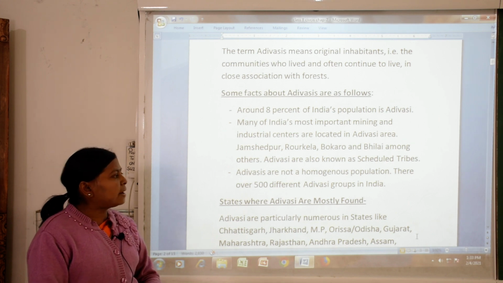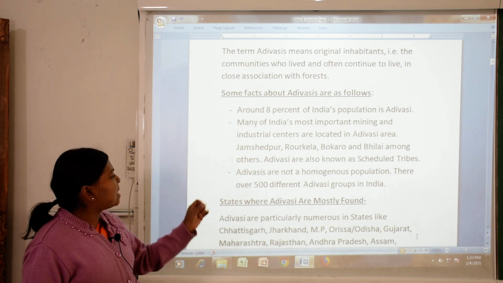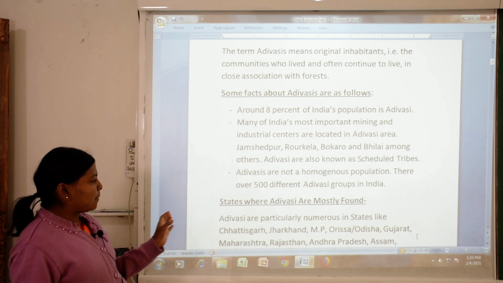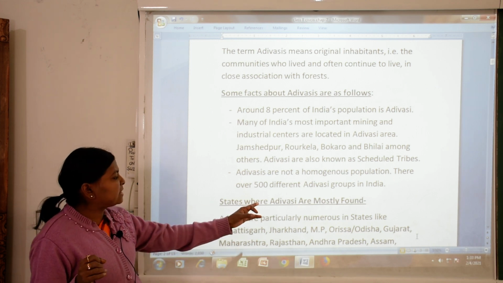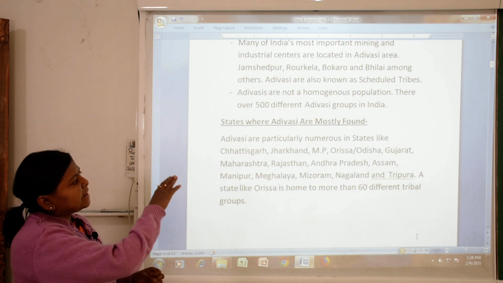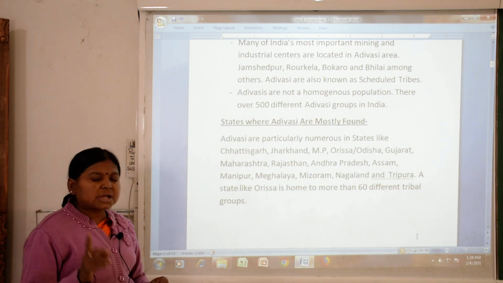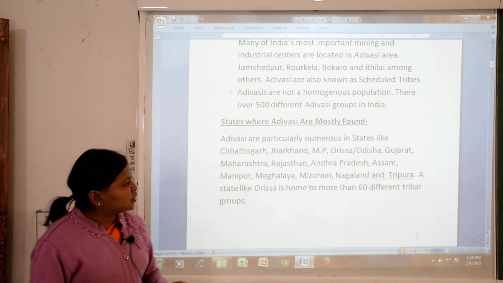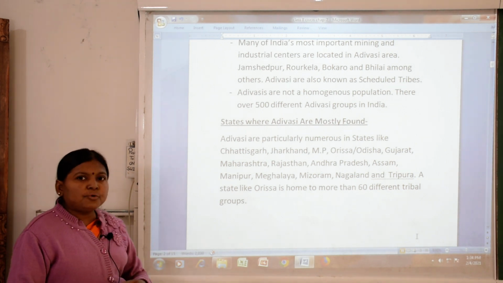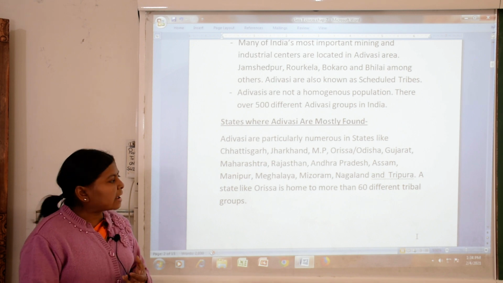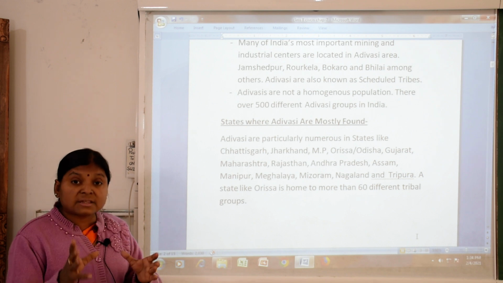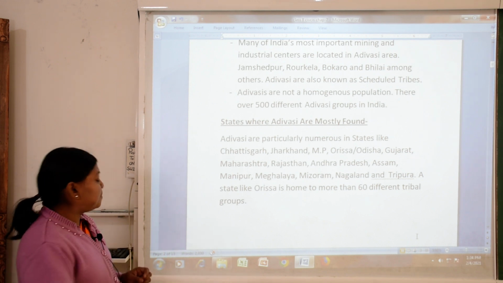Now, Adivasis are not a homogeneous population. There are about 500 different Adivasi groups living in India. So, which states are these Adivasis found in? Adivasis are particularly numerous in states like Chhattisgarh, Jharkhand, Madhya Pradesh, Odisha, Gujarat, Maharashtra, Rajasthan, Andhra Pradesh, Assam, Manipur, Meghalaya, Mizoram, Nagaland and Tripura. A state like Odisha is home to more than 60 different tribal groups.